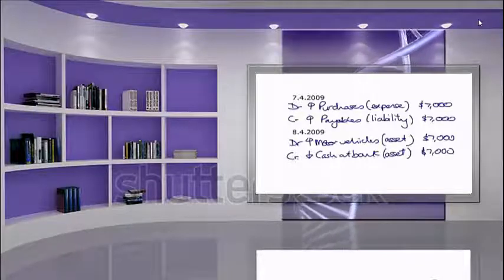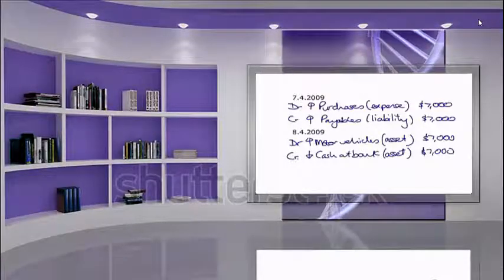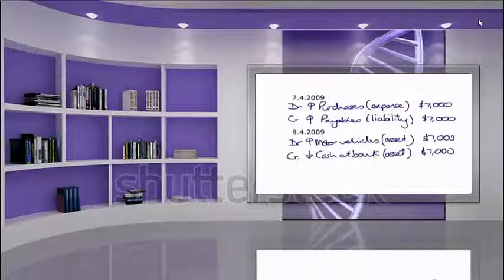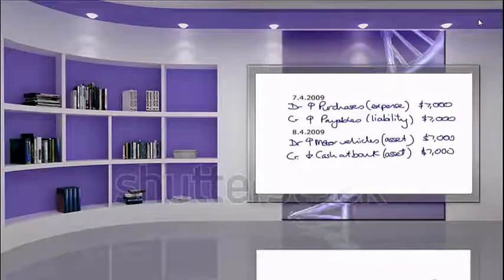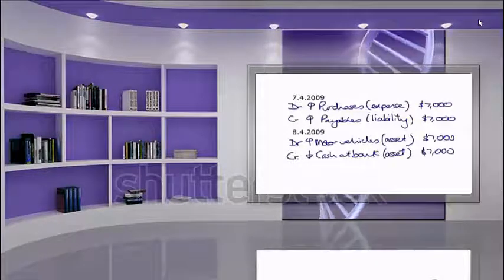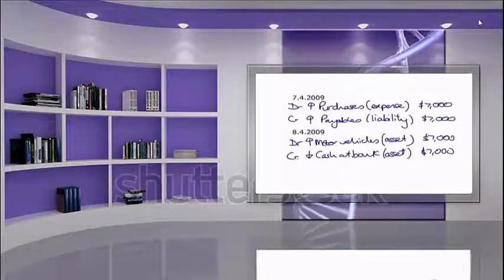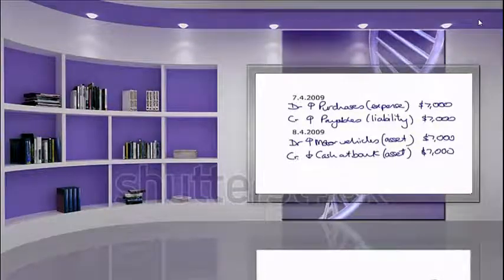So that's it then. We've done our 8 transactions. We've written the journal for those transactions, recording that dual effect. We're giving that instruction to the bookkeeper. Now what we need to do is prepare the ledger accounts.